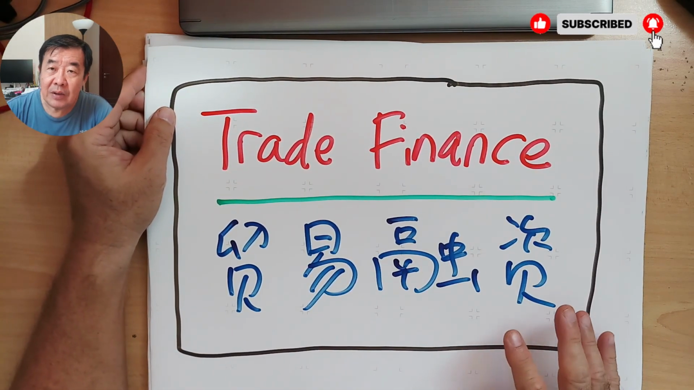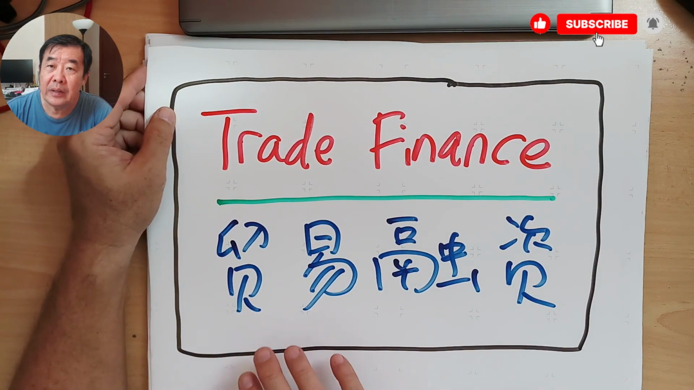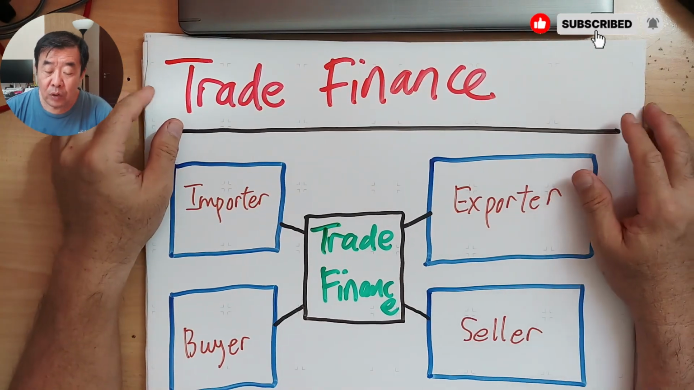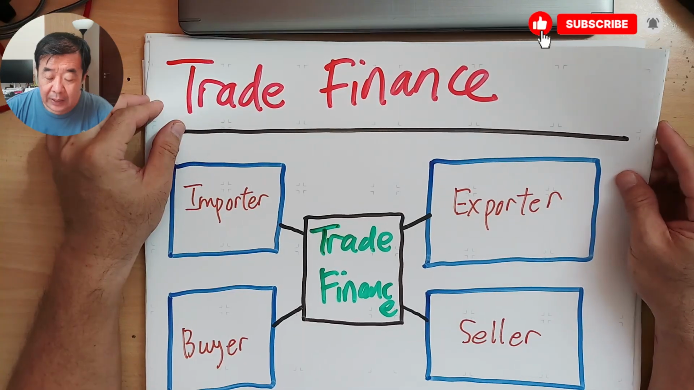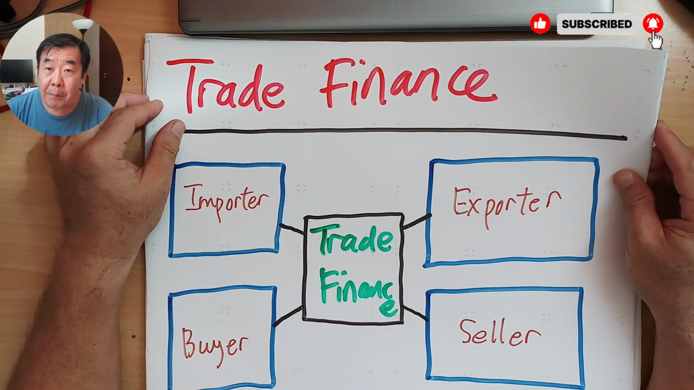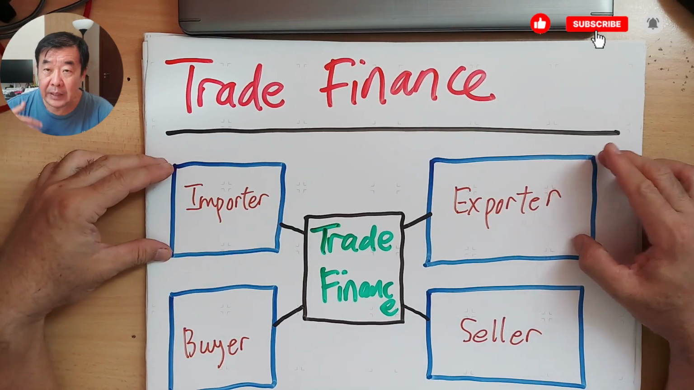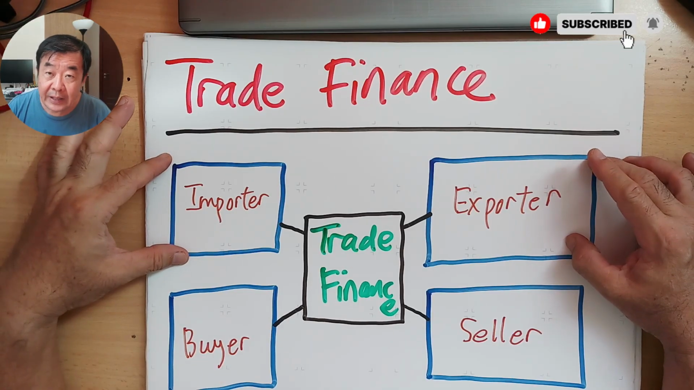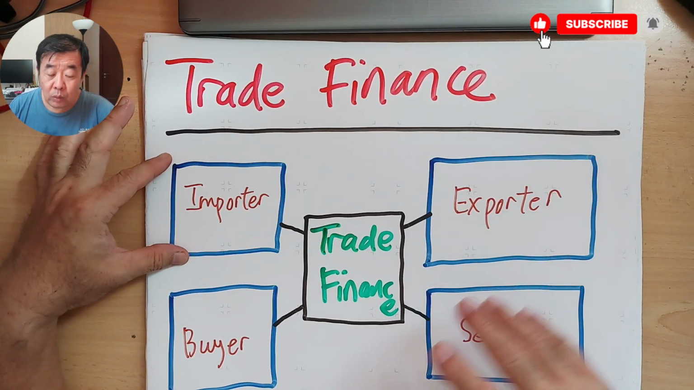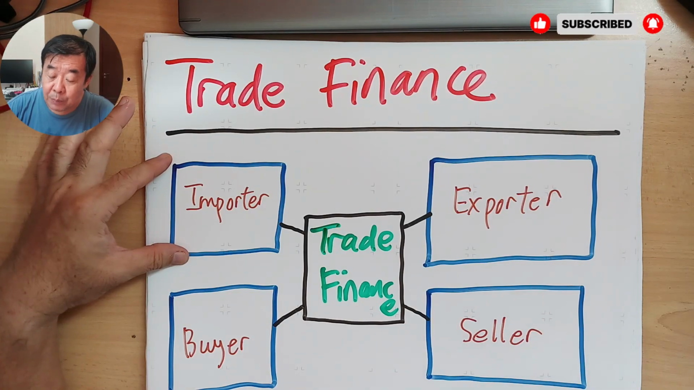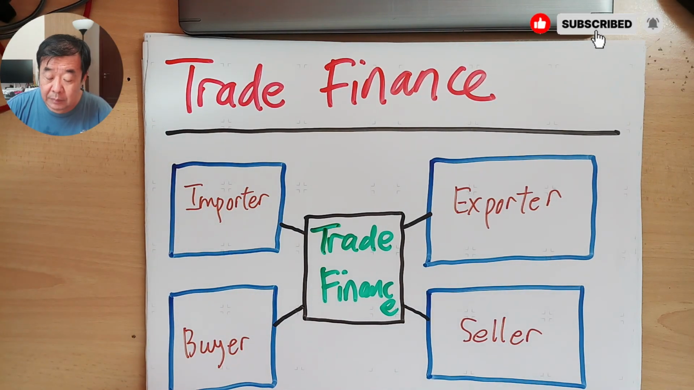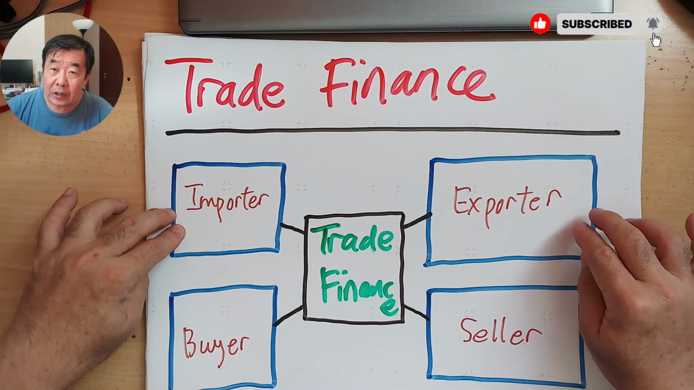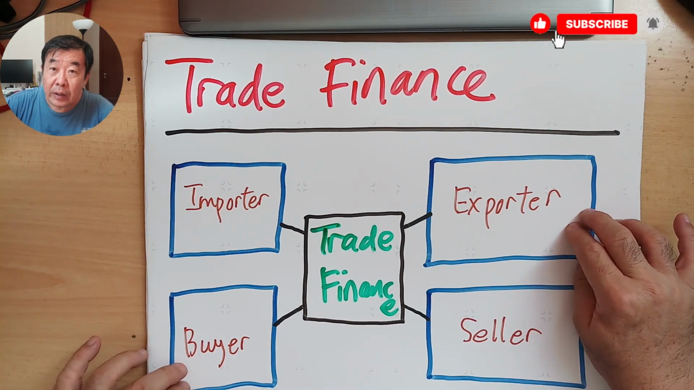Now, trade finance is a very common financial arrangement between the importer and the exporter. If you look at this slide, there are at least four parties involved. Usually there are four parties, but normally there might be more, including the shipping company. But purely from the finance point of view, there are four parties: the importer, the exporter, and the buyer and seller. These four parties actually represent international trade or even domestic trade.